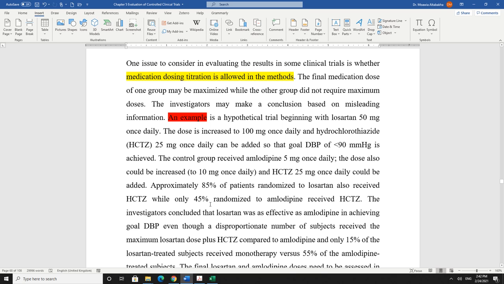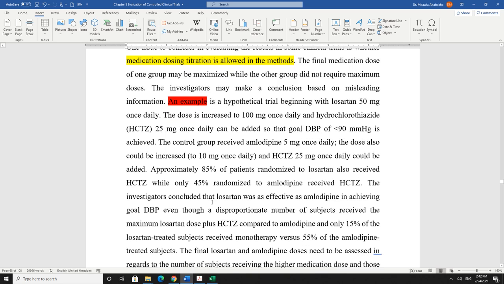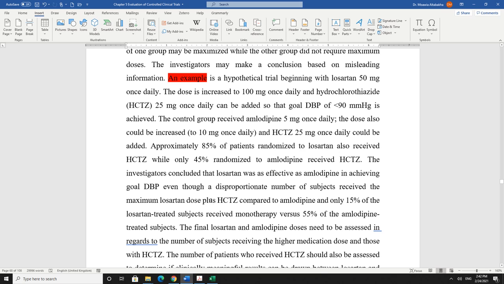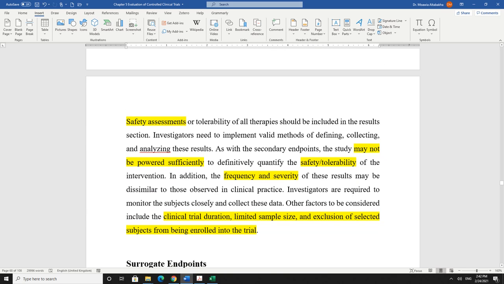Is that there or not? Because they can interfere with the number and severity of the side effects. So you need to know that safety assessment and tolerability, they may not be strong enough because they may not be powered enough. So the frequency and severity are not accurately measured.